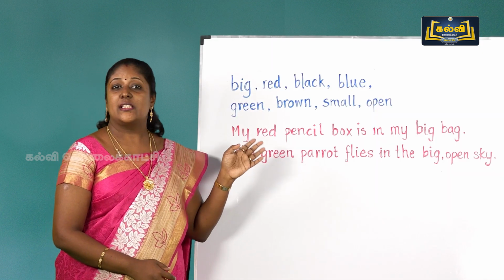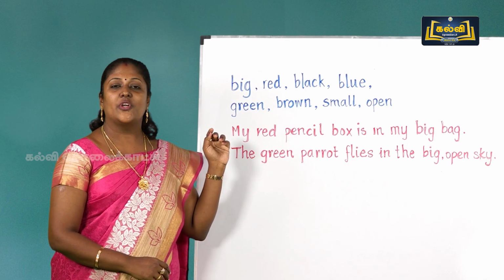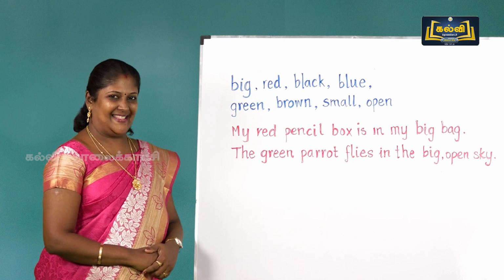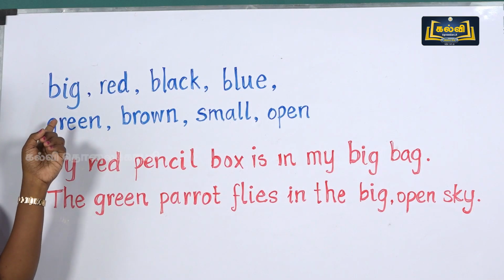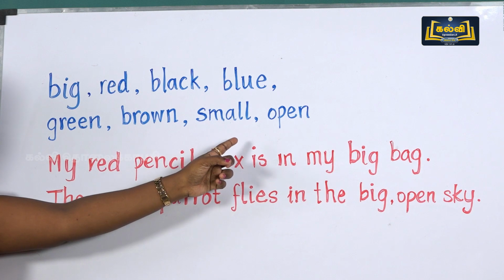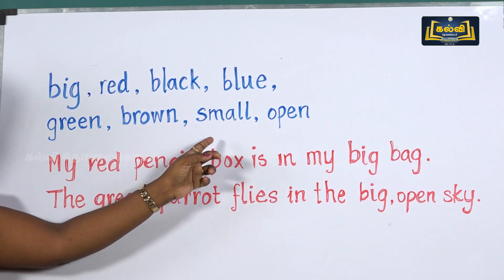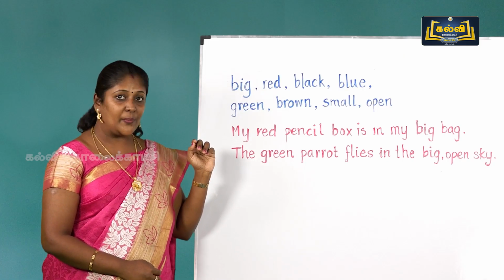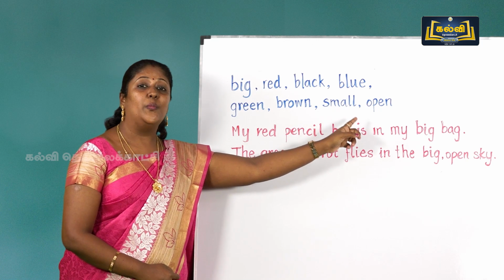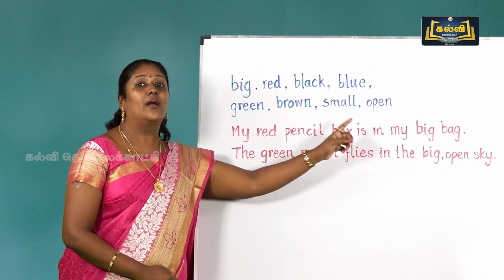So, in this activity 6, first you are going to write these words on the blackboard, and you are going to say these words to the students. Can you please read it? Come along with me. Big, red, black, blue, green, brown, small, open. I repeat, big, red, black, blue, green, brown, small, open.